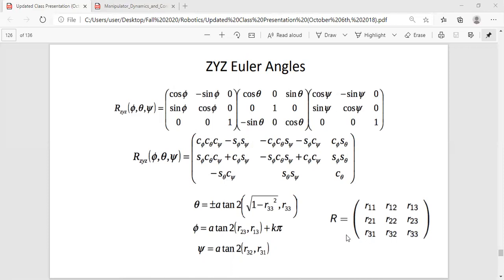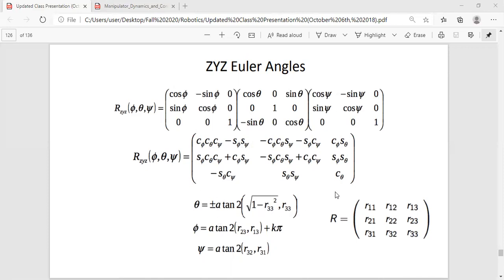All right, so this is how, if I give you any rotation matrix and I ask you to find the corresponding Euler angles for that rotation matrix, you will end up with these angles.